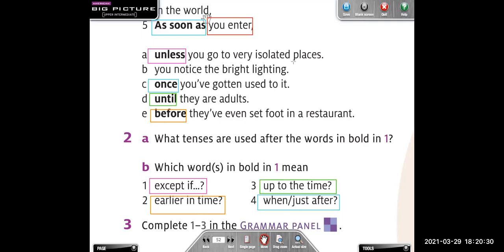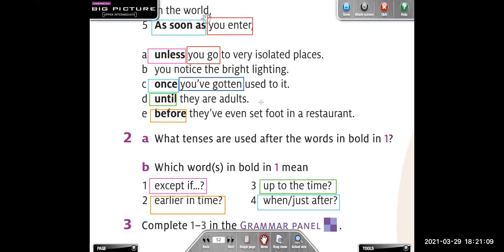Okay. What about sentence A? What is the tense here? Future. You go is future. No. Sorry. What is the tense here? Present simple, right? You go. What about this one? Once you have gotten, what is the tense here? Present perfect, right? This is the present perfect.